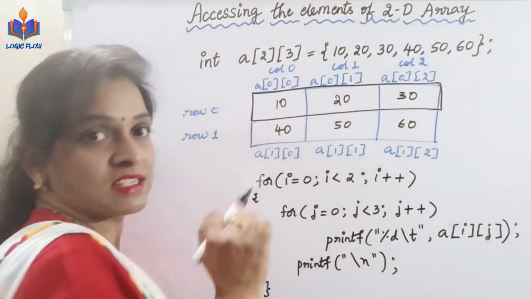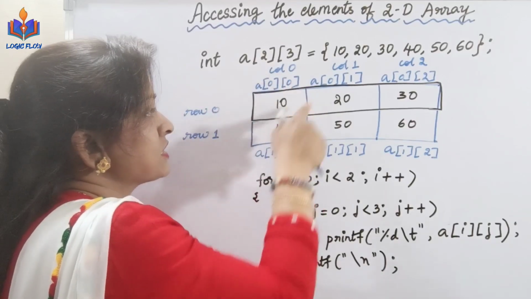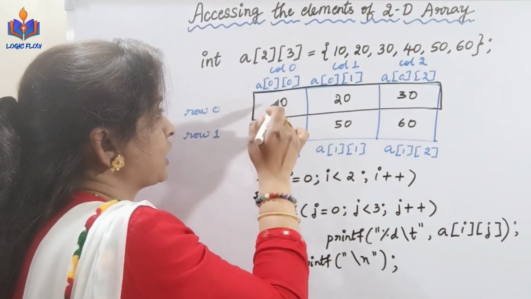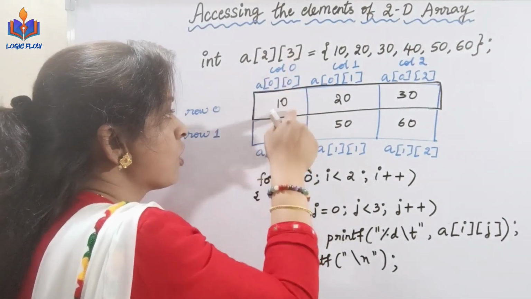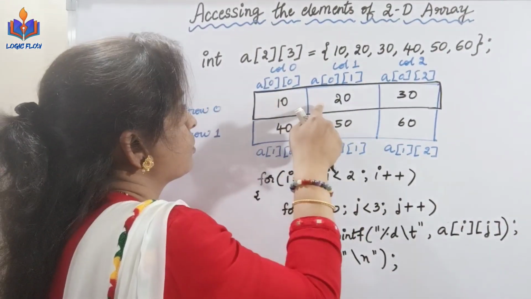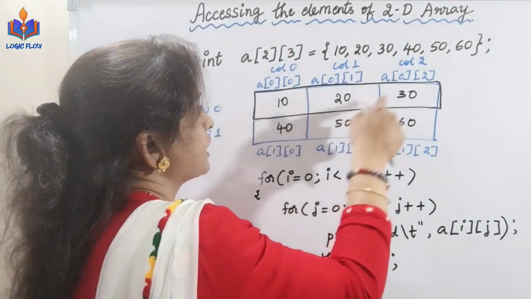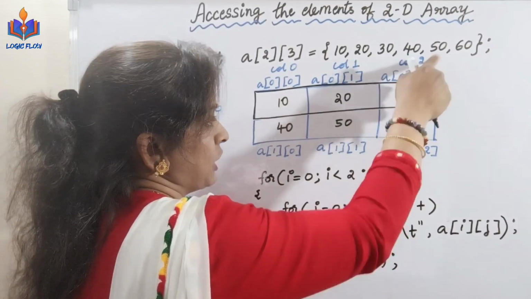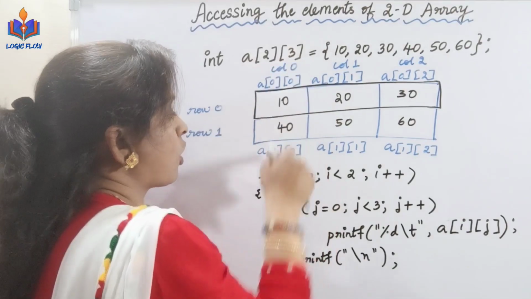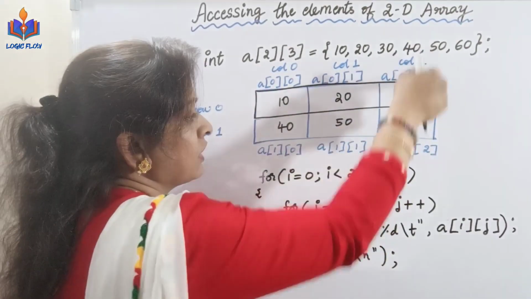I need to access this. In order to access 10, what is the cell reference or the index value? It is row 0 and column 0. So it is A of 0, 0. If I want to access 20, what is the index value? It is row 0, column 1. So it is A of 0, 1. 30, row 0, column 2. So it is A of 0, 2. Then 40 is in the next row, row 1, column 0. 50, row 1, column 1. 60, row 1, column 2.